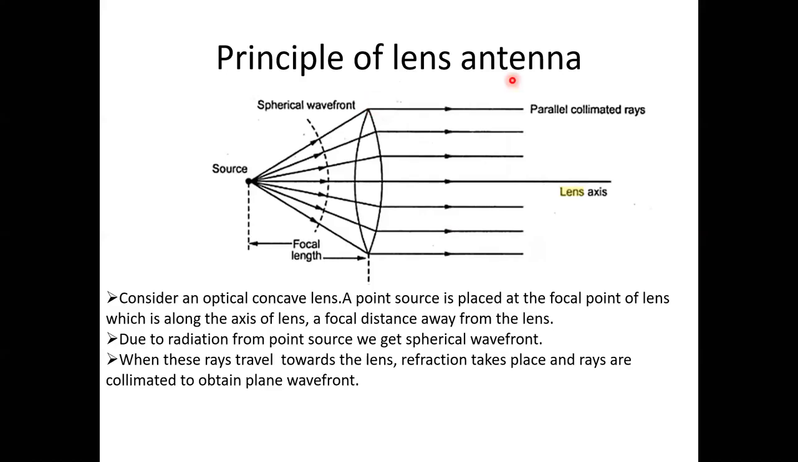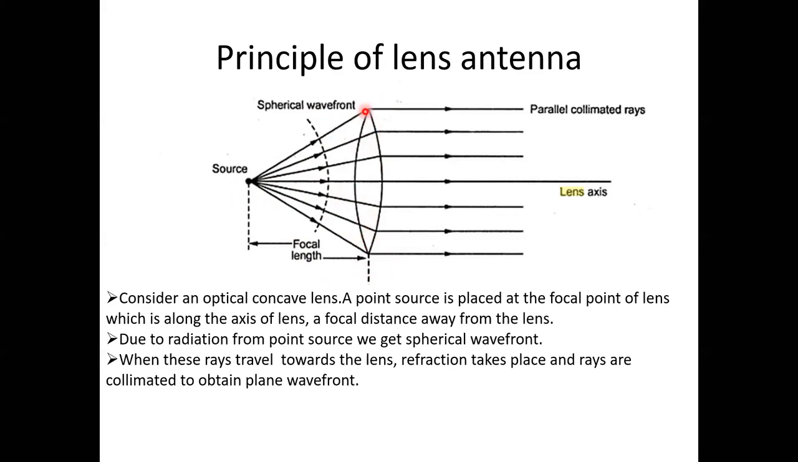What is the basic principle of lens antenna? When you are considering a lens antenna, suppose you consider this is the source. At this point, it is radiating waves. From the source, when it is radiating, it will generate a spherical wavefront. Let us consider the distance from the source to the lens is the focal length. So these spherical waves will be falling onto the lens. This is a concave lens. So it will be falling onto this lens.